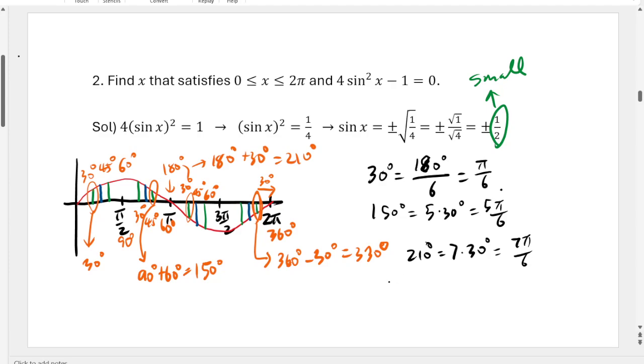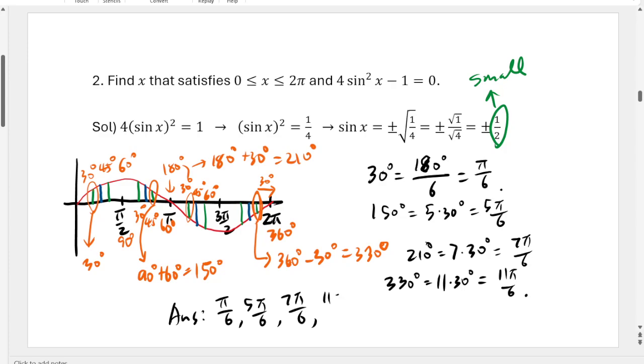6, right? And then, what is it? 330 degrees is 11 times 30 degrees, so it'll be 11 pi over 6. Therefore, the answer is all of those numbers: pi over 6, 5 pi over 6, 7 pi over 6, 11 pi over 6. Okay?